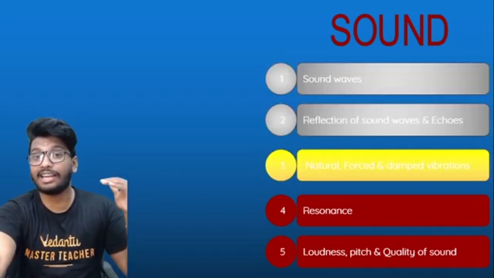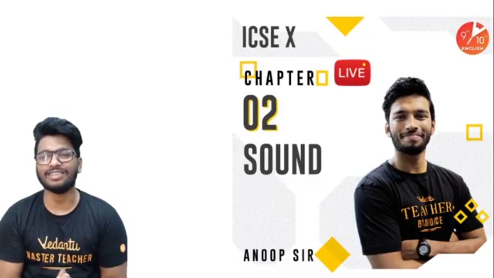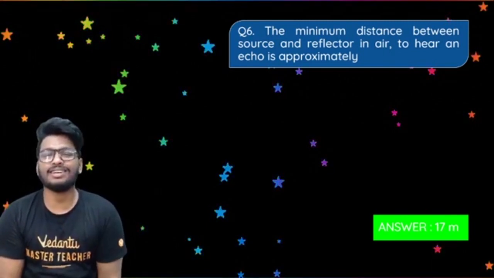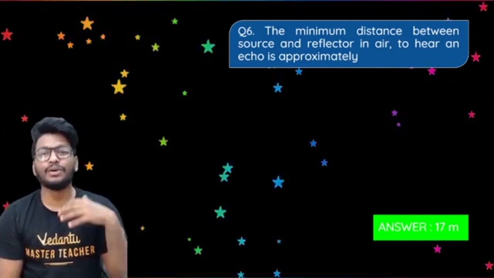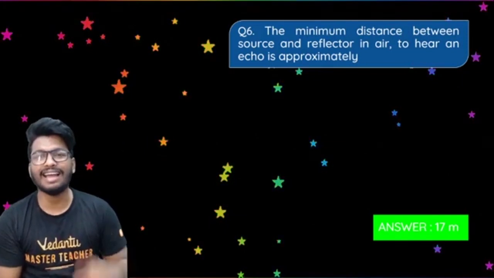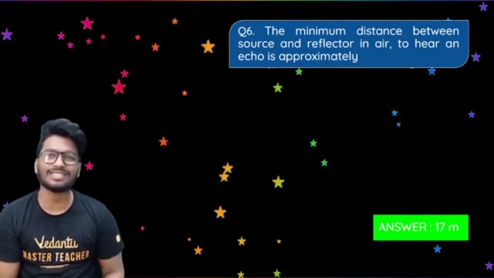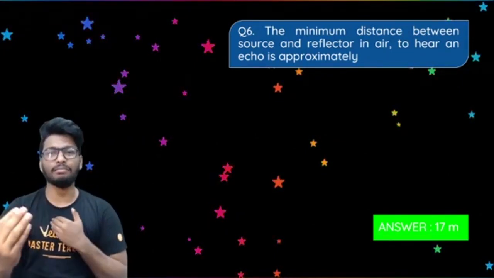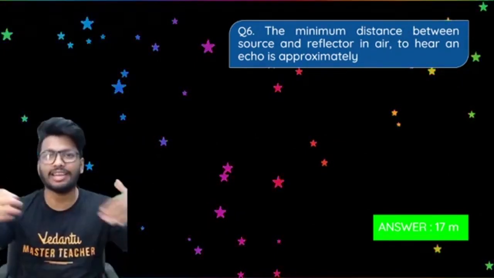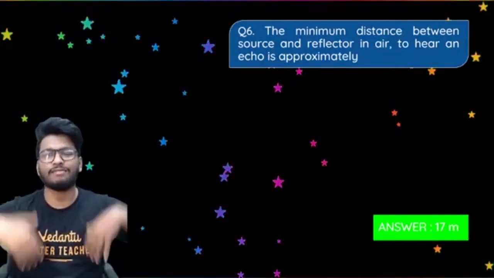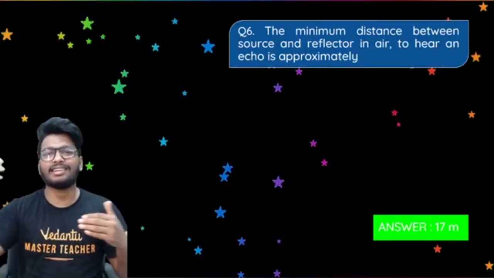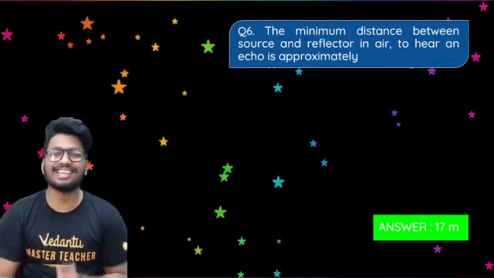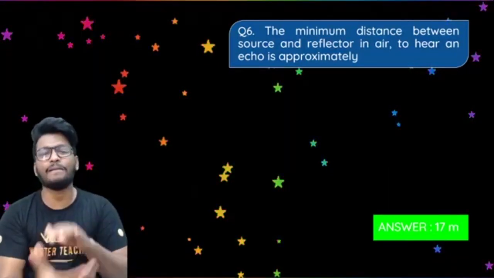But as always, I had given you homework in the last session of sound, which was basically from echo. The question was: the minimum distance between the source and the reflector in air to hear the echo is approximately how many meters? And the answer is approximately 17 meters. So you have to be at least at a distance of 17 meters so that you are able to hear the echo. Only then can the sound waves reflect and you hear it twice. Otherwise it'll just be superimposed and you hear it as well, right? So that is the answer, people. Congratulations to all those who gave the right answer. Keep up the good work.